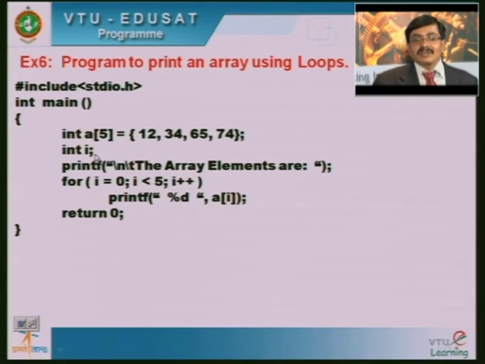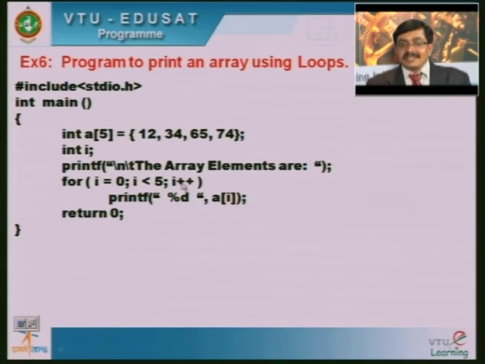I am declaring one local integer variable int i. Now, the array elements, I am trying to print using the loop here. So, for i is equal to 0, i less than 5, i plus plus, I will be printing the value printf percentage d comma a of i. See what happens if i is equal to 0. When i is equal to 0, 0 is less than 5, come to the loop. Since I have only one statement within the loop here, I am not using the opening and closing flower braces there. Printf of percentage d, a of 0. So, a of 0 value is what? 12 will be printed over there.